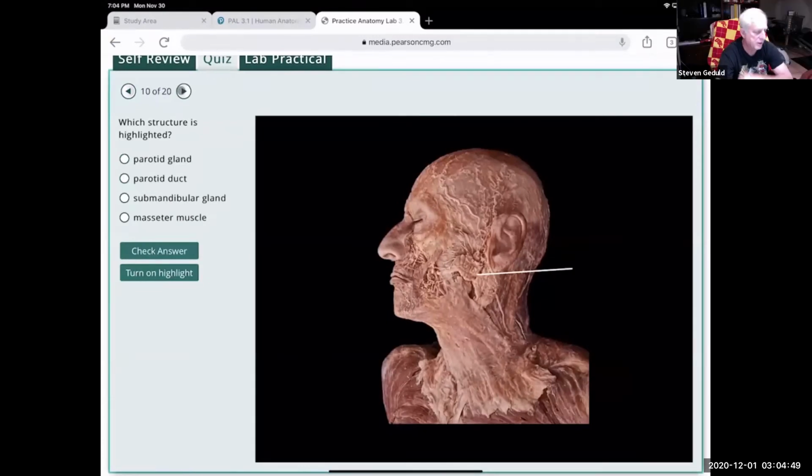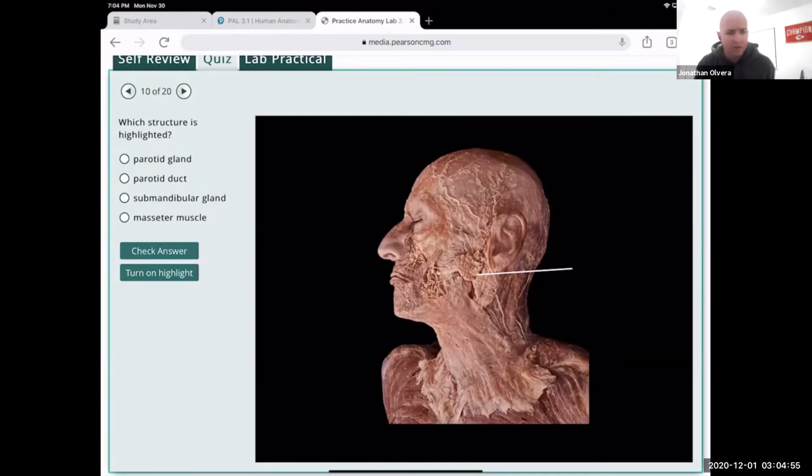All right, looking at the side here. What kind of tissue does that look like when you look at it? The gland. It's a glandular tissue. What gland is up there? Parotid. That's your parotid gland. We have 3 glands. Parotid's the largest.